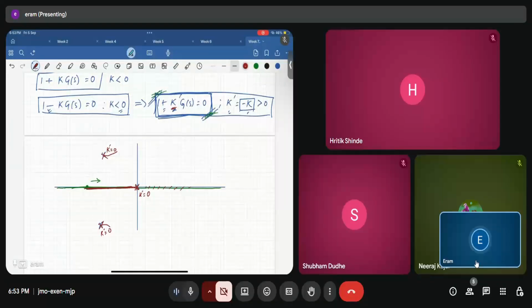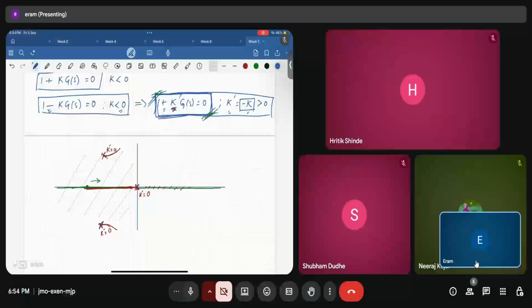Because this part is not going to be on the root locus, so it will go to the left. So for some value of k, what do you think? All the poles are going to lie on the LHS or not? For some finite k or k dash, all the closed loop poles are going to lie on this plane only. Are you getting it?